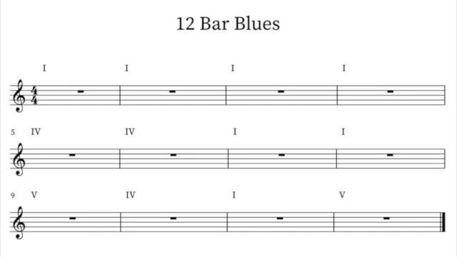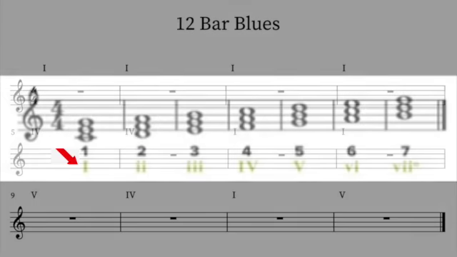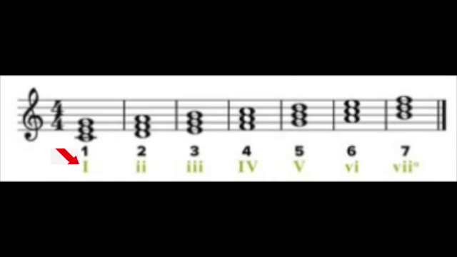What you see here is a 12-measure blues, but instead of alphabet note names, you see Roman numerals. Now, in music, we use Roman numerals to identify whether or not a chord is major or minor. So if the number is uppercase, then it's a major chord. If the number is lowercase, then it's a minor chord. That would only mean something to you if you understood the difference between major and minor.